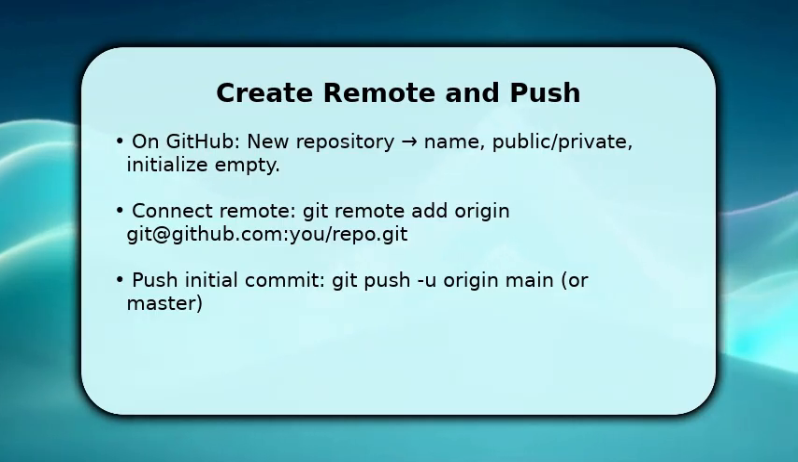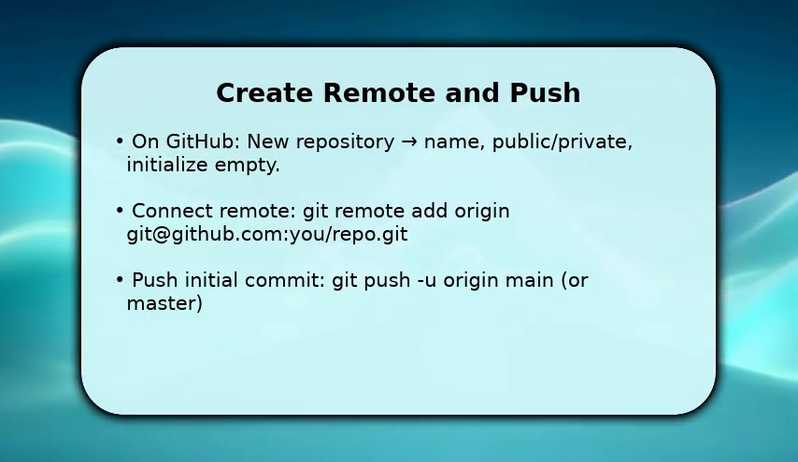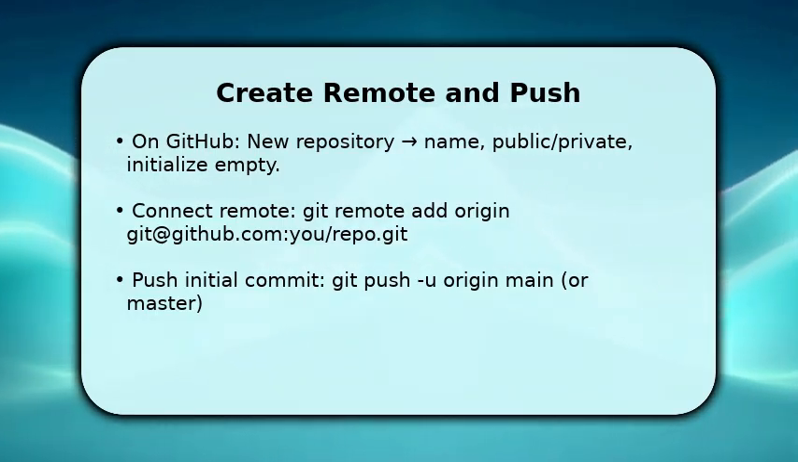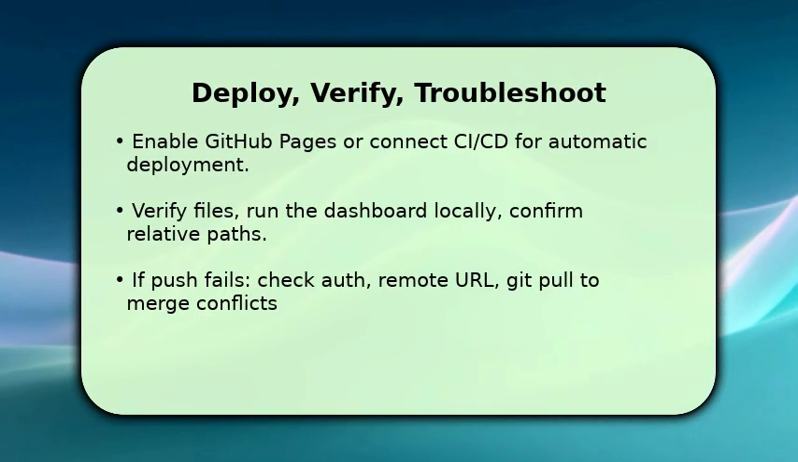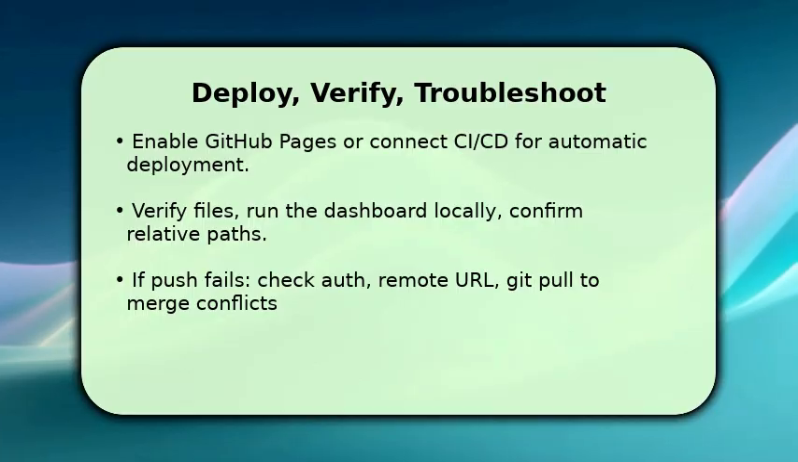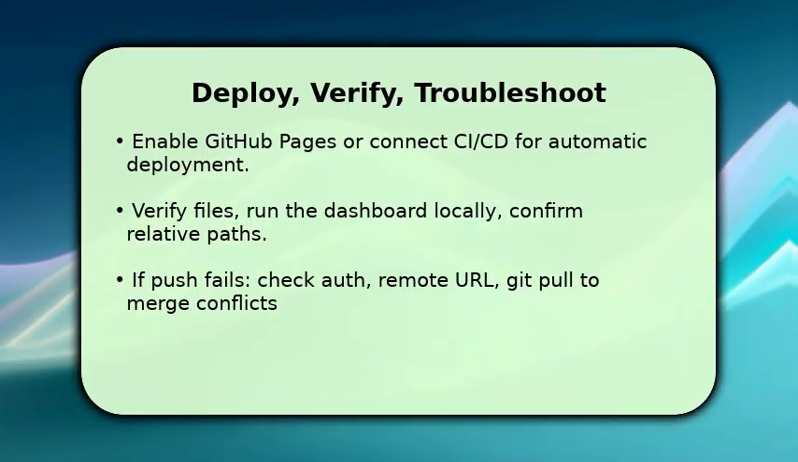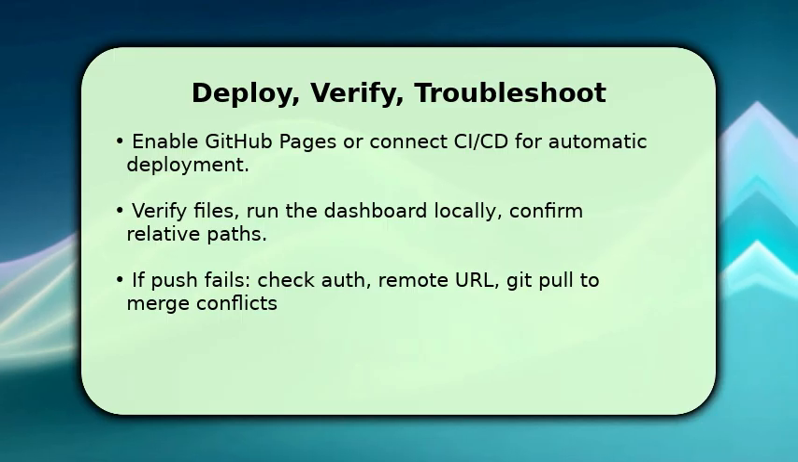Finally, deploy and verify the dashboard by enabling GitHub Pages in repository settings or configuring a CI pipeline that builds and serves your app. Once live, test interactive features and check console errors. Make sure asset paths are relative to the root.